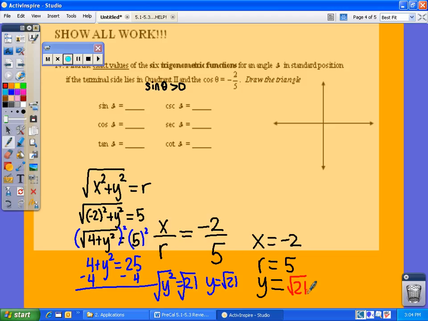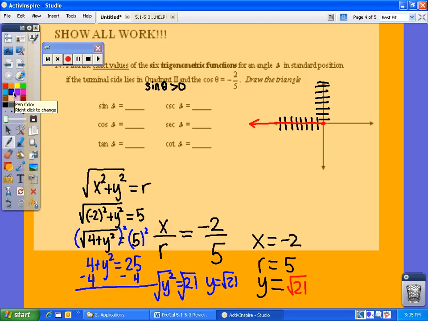Now you're probably wondering, it says to draw the triangle, and you're like, well, where is the square root of 21? You're going to have to do an approximation. So the initial side is always, always the x-axis. So you're always going to start with a horizontal line either going to the left or the right.